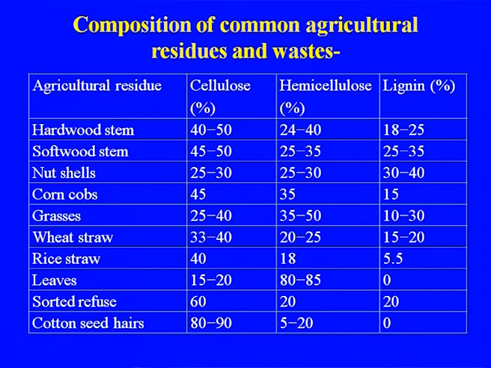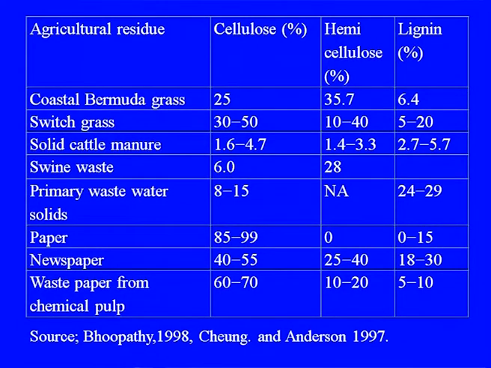This is the cellulosic content of the various raw materials: hardwood, softwood, nut shells, corn cobs, grasses, wheat straw, rice straw, with cellulose content and hemicellulose. This lignin is creating problems in utilization of biomass for alcohol purposes. Otherwise, so far as biogasification is concerned, no problem. At the same time, use of these biomass for the production of paper again depends upon the cellulosic content of your biomass. These are also some of the agriculture residues that you are getting.